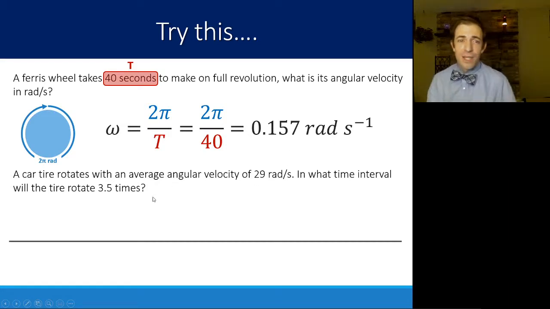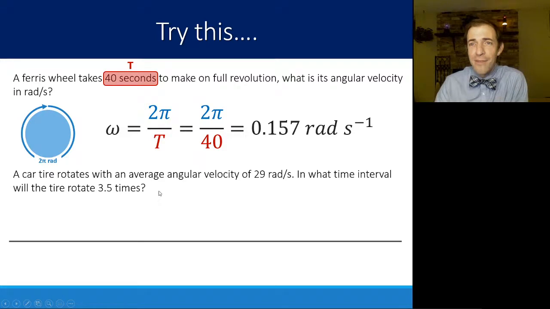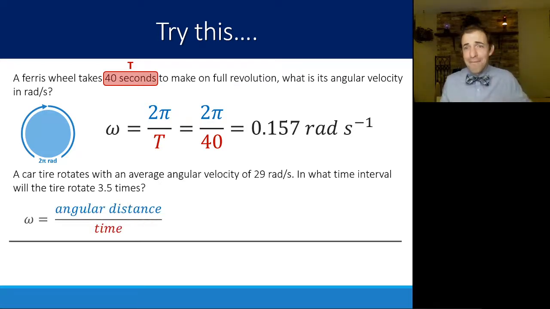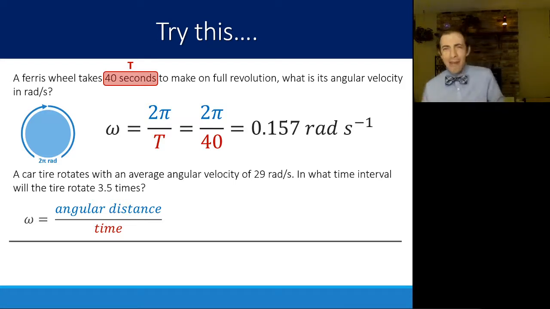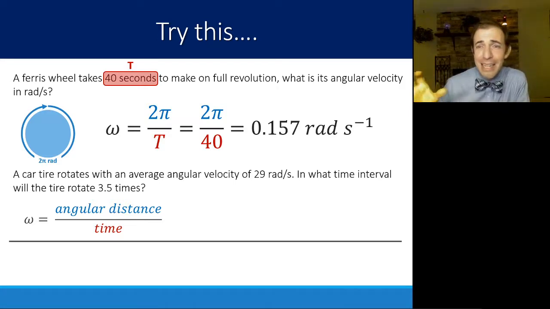Next, a car tire rotates with an average angular velocity of 29 radians per second. In what time interval will the tire rotate 3.5 times? All right, with this in mind, we can say omega is just angular distance over time. We're not given necessarily one revolution. It says it went around 3.5 times. So I'm going to use a more generic definition of just how many radians total divided by seconds.